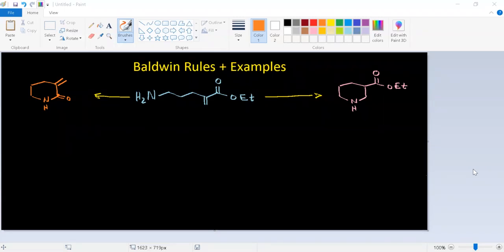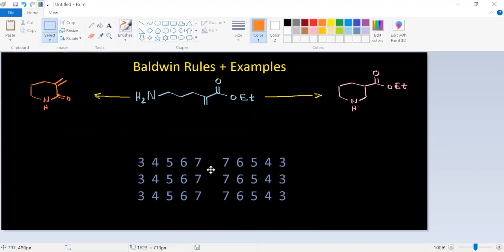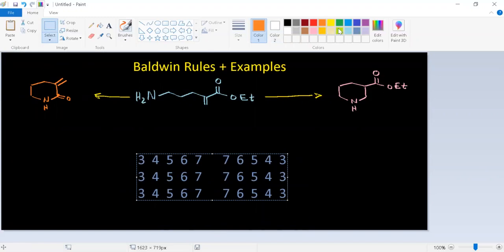But Baldwin has a nice table that allows us to come up with some nice names and some nice explanations as to if one will be more favored or not. So let me pull up that chart real quick. These numbers are going to represent our atoms, and I'll talk a little bit more about that in a minute.